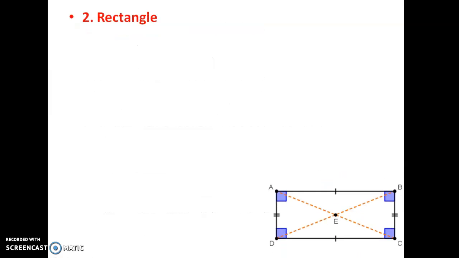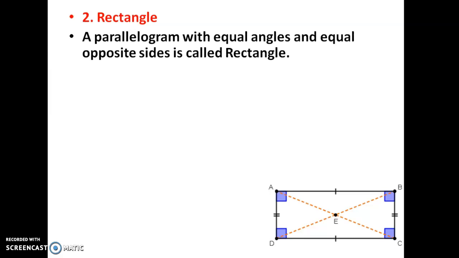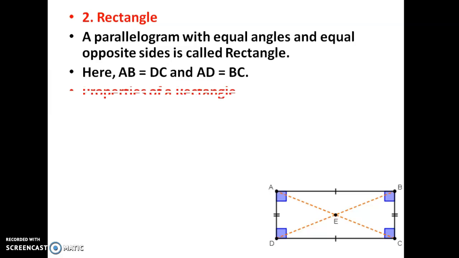Next is rectangle. A parallelogram with equal angles and equal opposite sides is called a rectangle. So it also has the property of a parallelogram with equal angles. All four angles will be equal and opposite sides are equal. Then it is a rectangle. So AB equal to DC and AD equal to BC.